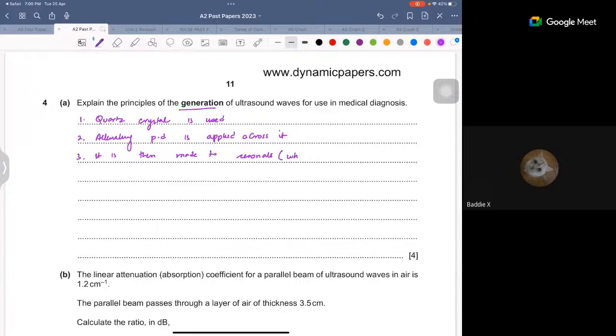And how does it resonate? When natural frequency matches driver frequency, okay? Whatever frequency of that potential difference. And the fourth point is that this causes sound to be generated in ultrasound range. Is it clear? Unfortunately, you need to rote learn this because there is no other way.